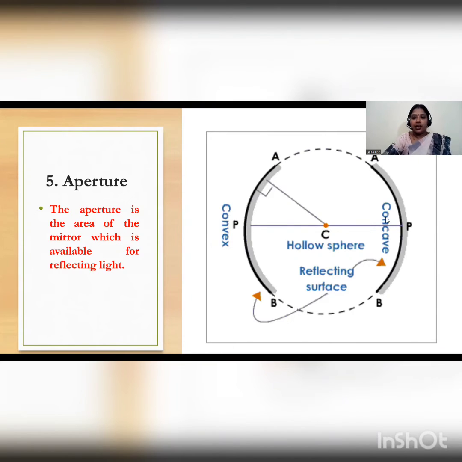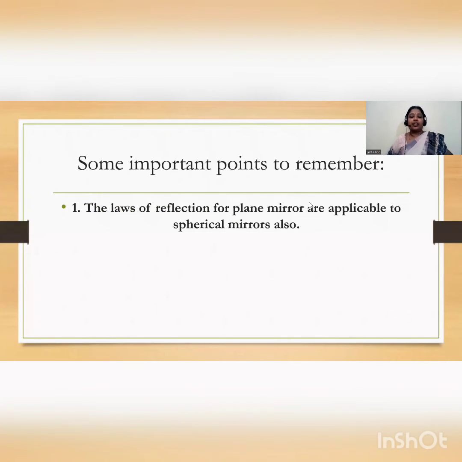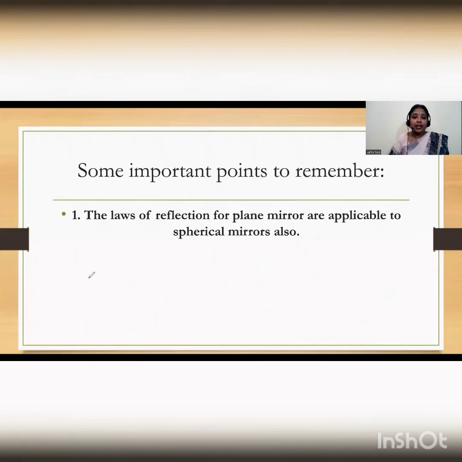Okay, now the next one. There are some other important points. These were the terms which we have discussed: pole, center of curvature, radius of curvature, principal axis, and aperture. Now some important points which you need to remember when you are talking about spherical mirrors.